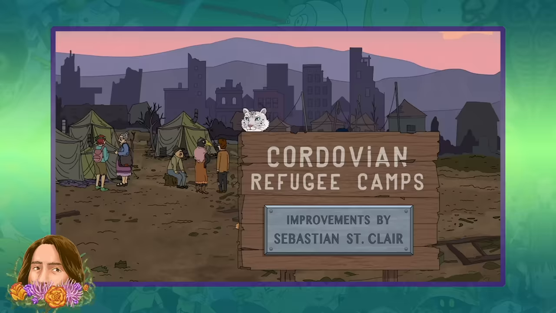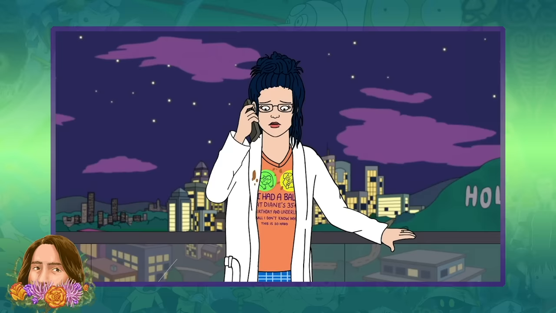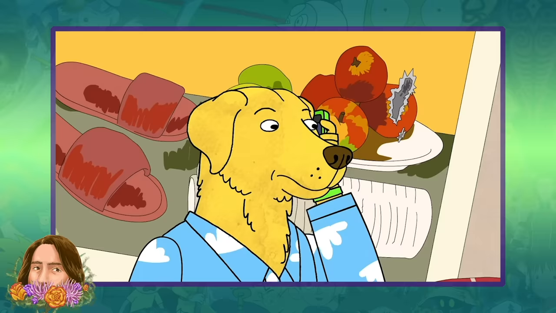While Diane is in Cordovia, she and Mr. Peanutbutter speak on the phone regularly, but eventually Diane calls PB to tell him she doesn't think they can talk anymore. It's too hard for her. Mr. Peanutbutter reluctantly accepts this.